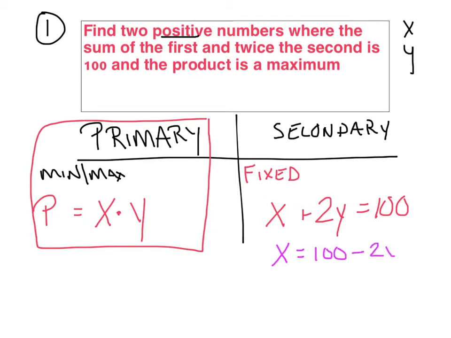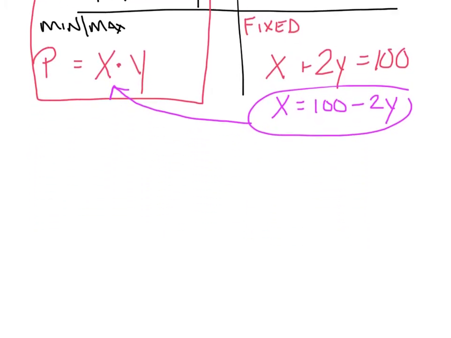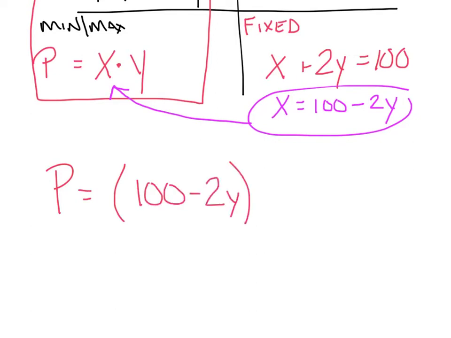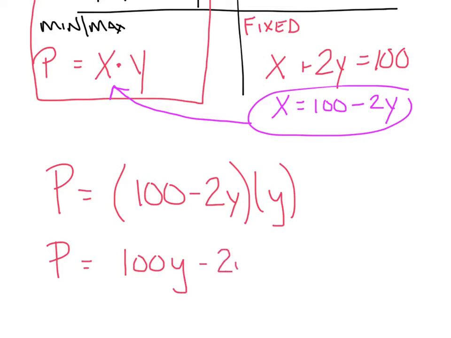x equals 100 minus 2y. Now I will substitute that into x in my primary equation. So I've got my primary equation as P equals (100 minus 2y) times y. Now let's clean that up just a touch, so I would say P equals 100y minus 2y squared. Alright, so now I've expressed my primary equation in terms of one variable.